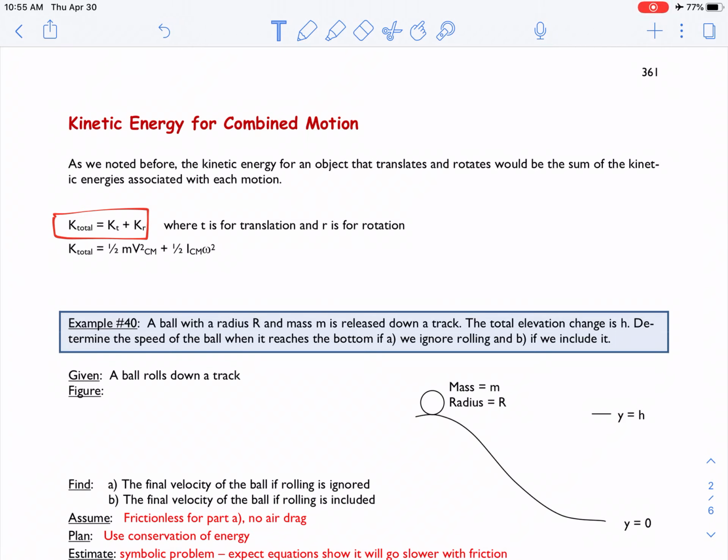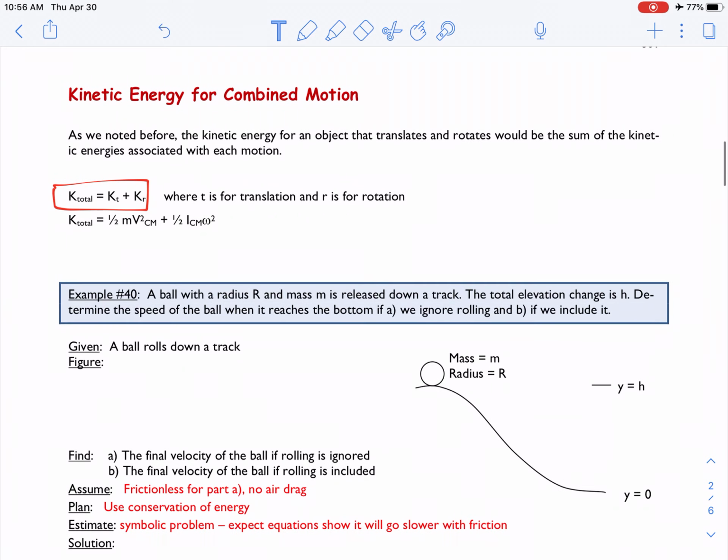Okay, next we are going to solve example problem number 40. It's on page 361. So we're going to put what we learned into this problem.